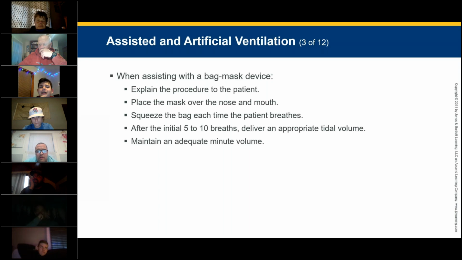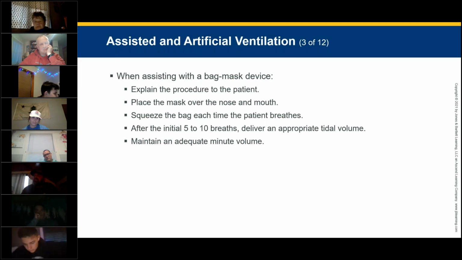So if you're going to assist a patient's ventilation with a bag mask device, if the patient is conscious, explain what you're doing to the patient. You've got to tell them, "I'm going to put a mask over your face and help you breathe." You've got to keep them calm. Just coming up and slapping a mask on someone's face can be pretty stressful for them. You don't want to just go up and do that. You want to give them a heads up, what's going on, and talk them through the process.